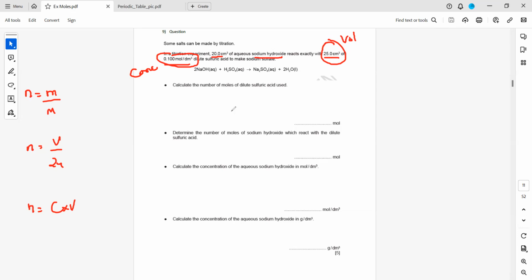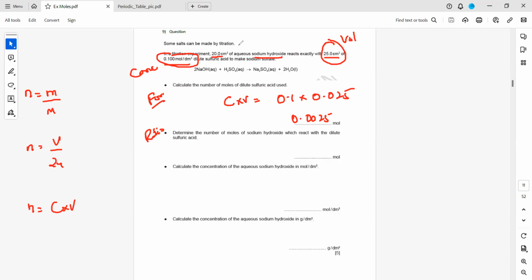So we just multiply concentration by volume. Concentration is 0.1 and the volume is 25 cm cube, so we have to convert into dm cube: 25 divided by 1000 is 0.025. So this will give us 0.0025 moles of sulfuric acid. So first we solve by using a formula. The second, we'll use a ratio. Determine the moles of sodium hydroxide.